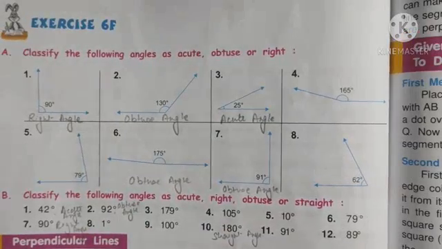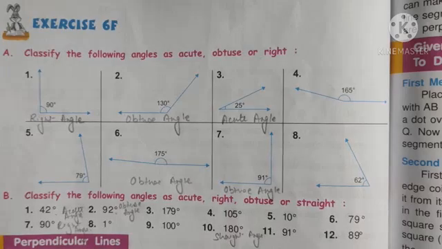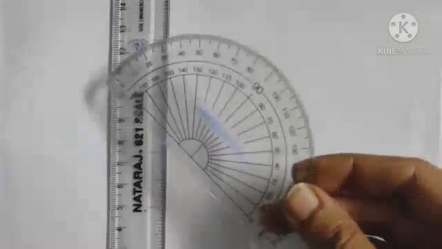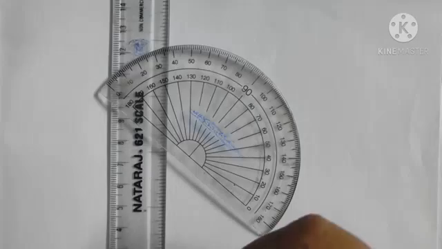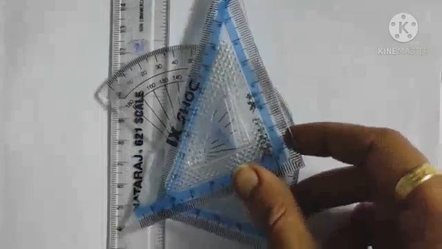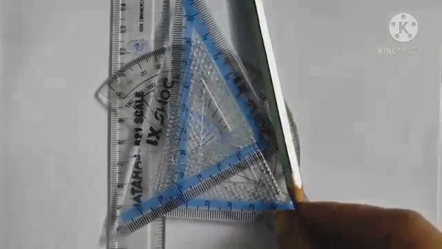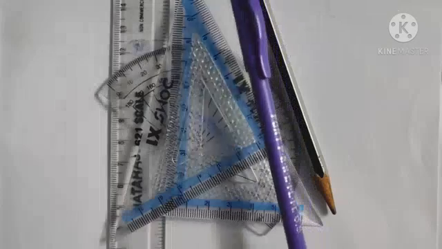Now let's do exercise 6G. In exercise 6G, you need a ruler, a protractor, a set square, a pencil and a pen.